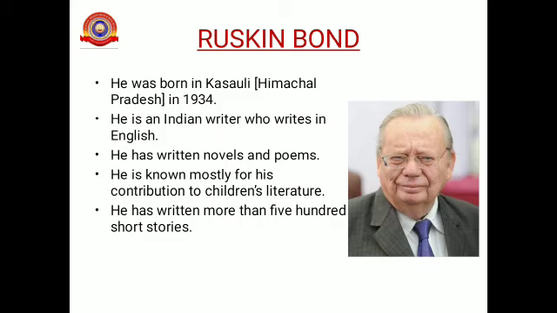Ruskin Bond was born in Kasauli, which is a district in Himachal Pradesh in 1934. He is an Indian writer who writes in English. He has written novels and poems. He is known mostly for his contribution to children's literature. He has written more than 500 short stories. Hope you all got a clear idea about Ruskin Bond.